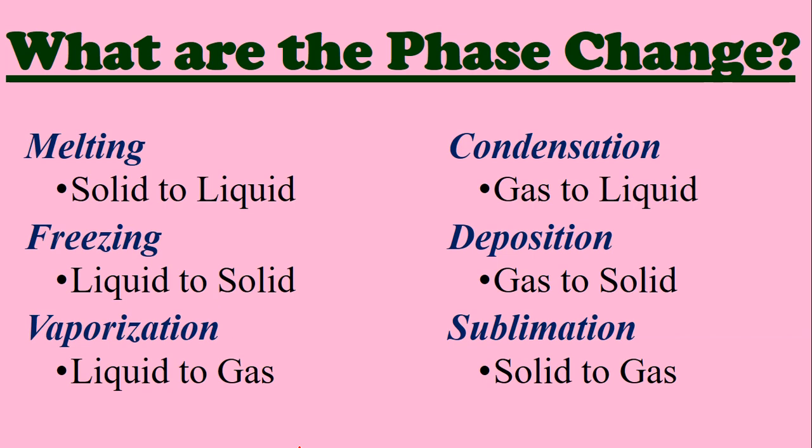So what are your phase changes? You have melting, which is solid to a liquid. We have freezing, which is a liquid to a solid. You have vaporization, which is a liquid to a gas. Condensation, which is a gas to a liquid. Deposition, which is a gas to a solid. And sublimation is a solid to a gas.